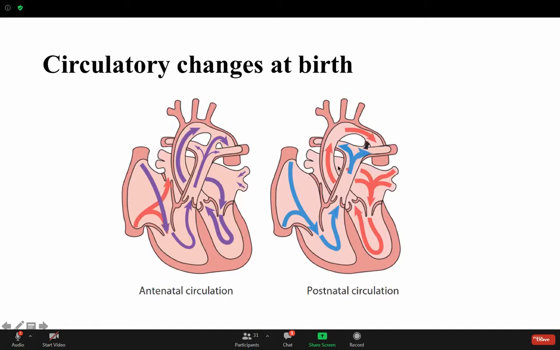The other change, because right side pressures are getting low and left side pressure is high, the blood is pumping fully. This flap here will close as well. So the foramen ovale as well will close, and there will be no connection between the right and left side, and no connection here at the level of the ductus arteriosus. Okay?